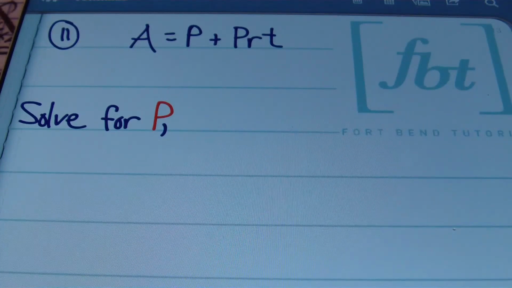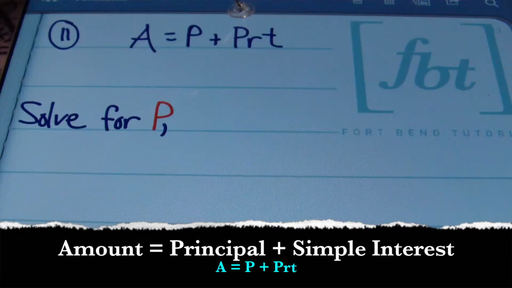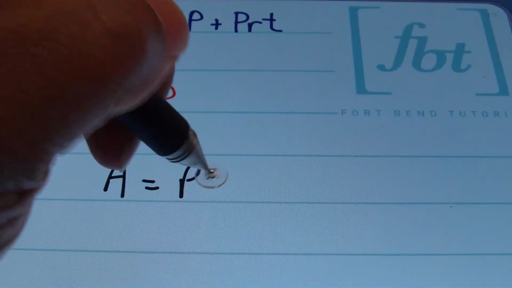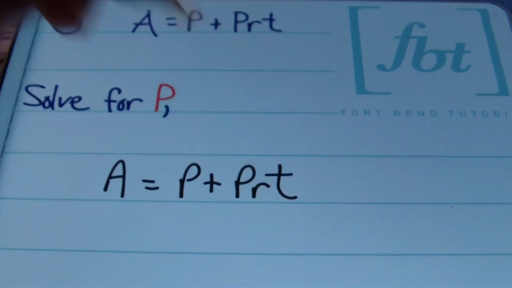So this is the amount that you would have in an account if you have placed in the principal amount and you have interest added to it. All right. So let's solve for P. That's what they're asking us to do. Let's go ahead and solve for P. We're going to start with our formula: A equals P plus PRT.